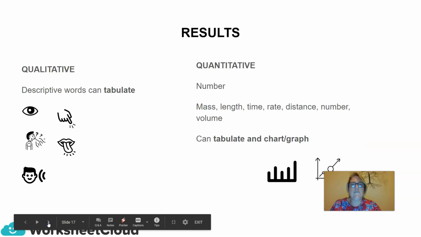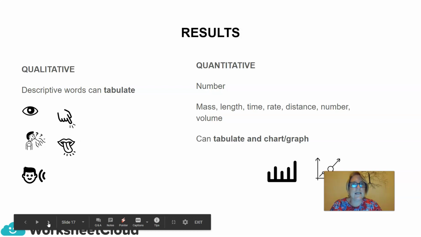The other thing you need to have a look at are the results. Some results are qualitative, which means you are using your observations and you are able to tabulate these. So what can you see? What can you touch? What can you smell, taste, hear? However, I think with the density experiments, I don't think our results are actually qualitative. Our initial observations may be qualitative, but in terms of our results, they're quantitative.